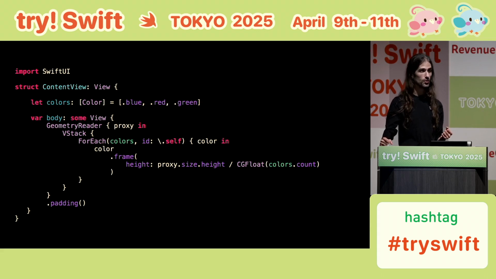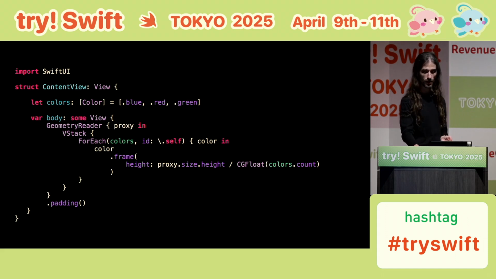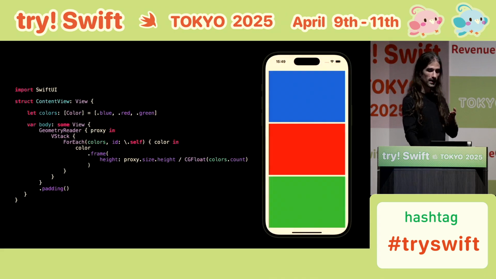These views don't have an intrinsic size, such as colors here in this example, and you want to lay them out so that each of the views takes a third of the available space. Up until iOS 17 in SwiftUI, you would use a geometry reader to access the full height and then divide it by the number of views that you want to show. So this is what you would get as a result.